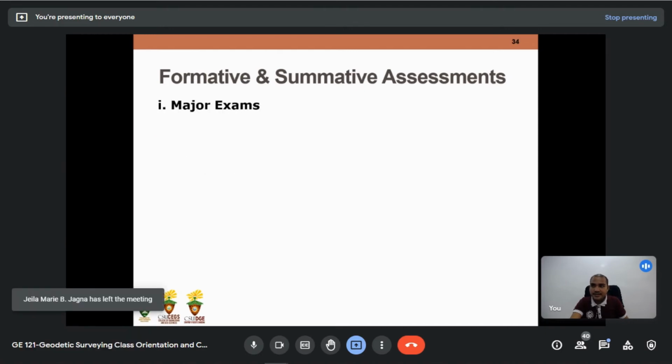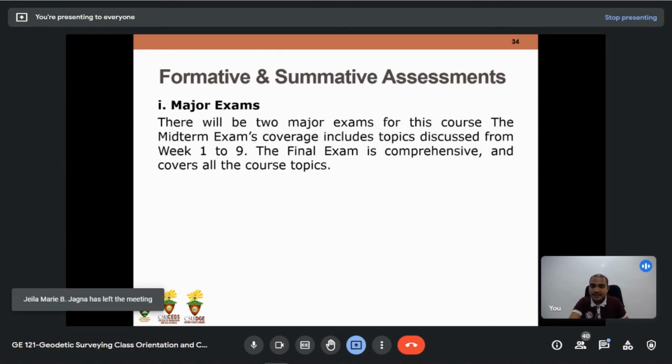Next is major exams, no? For major exams, there will be 2 major exams in this course, the midterm and the final. For midterm, week 1 to 9, and the final exam is comprehensive and covers all the course topics. So mao na siya ang coverage for midterm and finals.